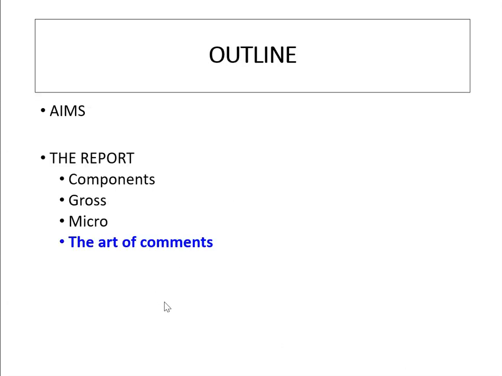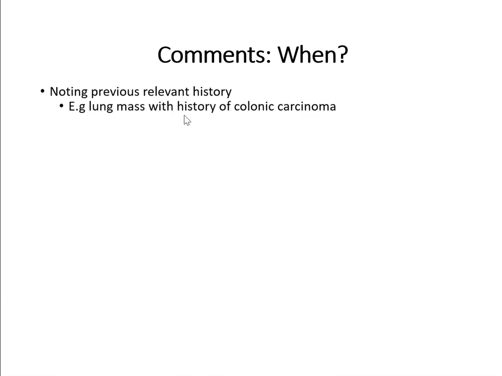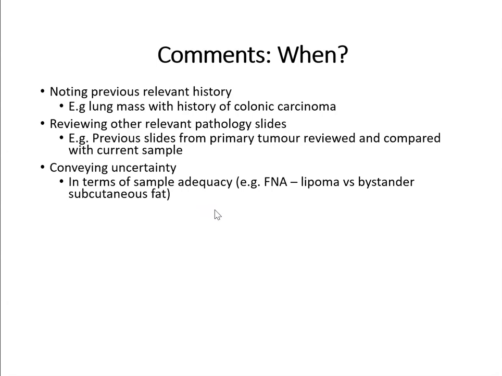Now, coming to the last part, which is the art of comments. When are comments helpful? When we are noting previous relevant history, for example, a lung mass where the patient has a history of colonic carcinoma. When we have reviewed other relevant pathology slides, for example, previous slides from a primary tumor. When we are conveying uncertainty in terms of sample adequacy, and also in terms of our diagnosis. It is very important to convey this in your report.